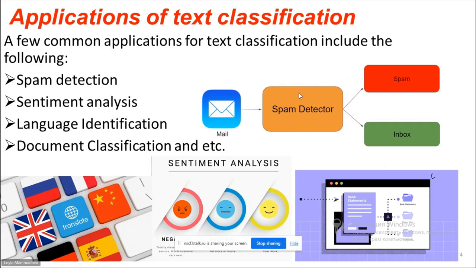There are numerous uses for text classification in different industries. Here are a few examples of text classification's diverse applications, such as spam detection, sentiment analysis, language identification, document classification, and others.